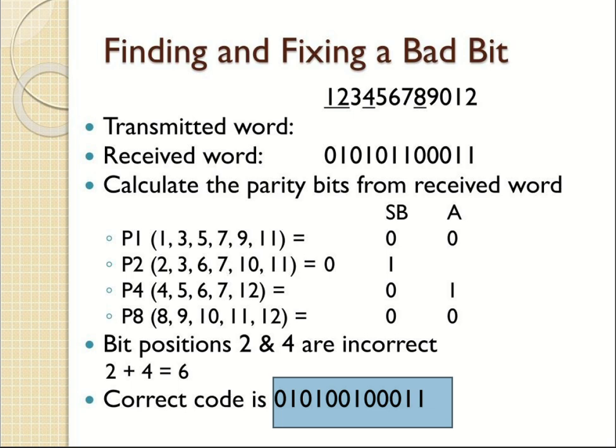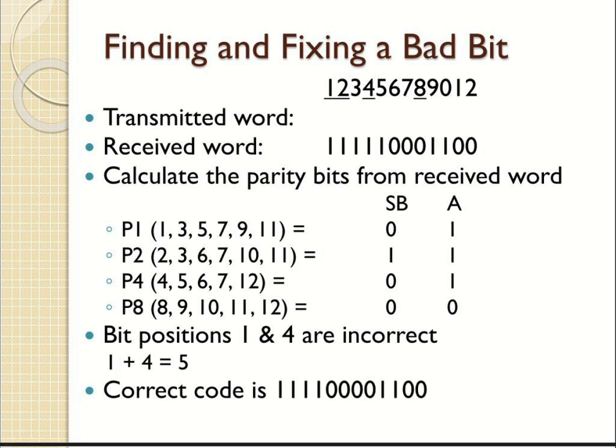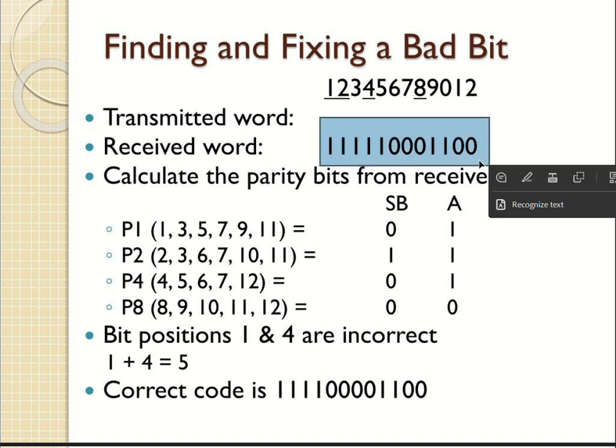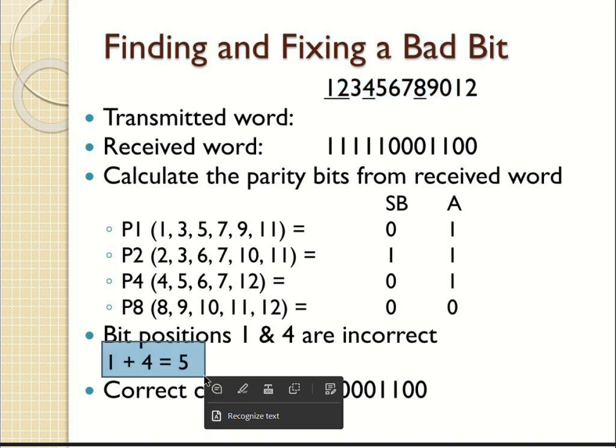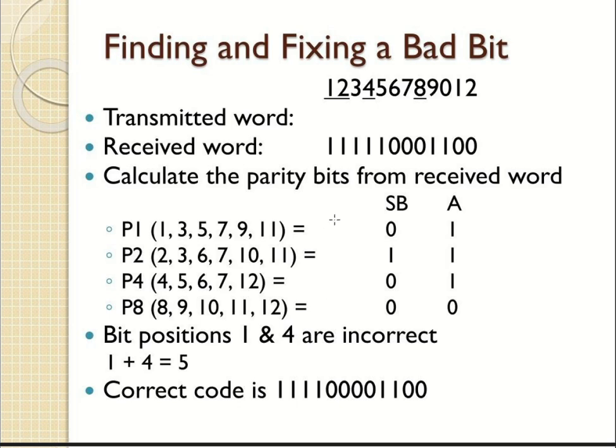Now let's move on to another example. This time we received this code instead of the transmitted code. We calculate the parity bits again and find that positions 1 and 4 are incorrect, and by summing them up to 5, we get the corrected code instead of the received word.